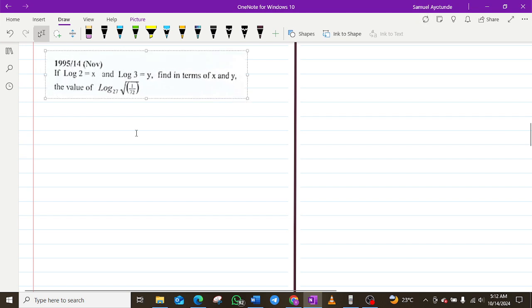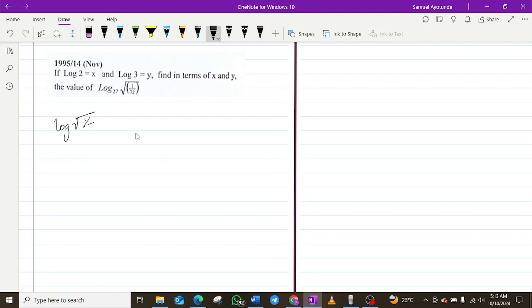So we are using x to replace log 2. We are using y to replace log 3. We're writing our answer in terms of x and y. For the question, log of the square root of 1 over 72 base 27. So let me write 1 over 72 in a better way. Square root, I can write it.